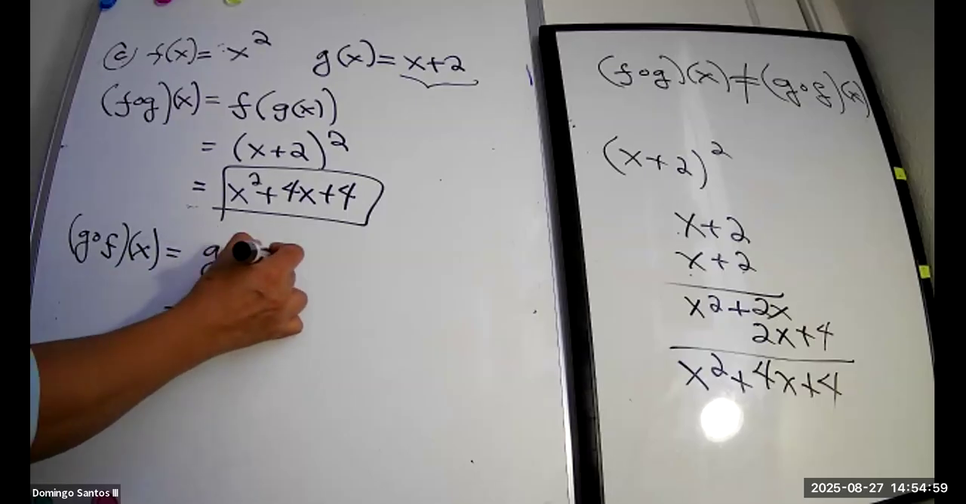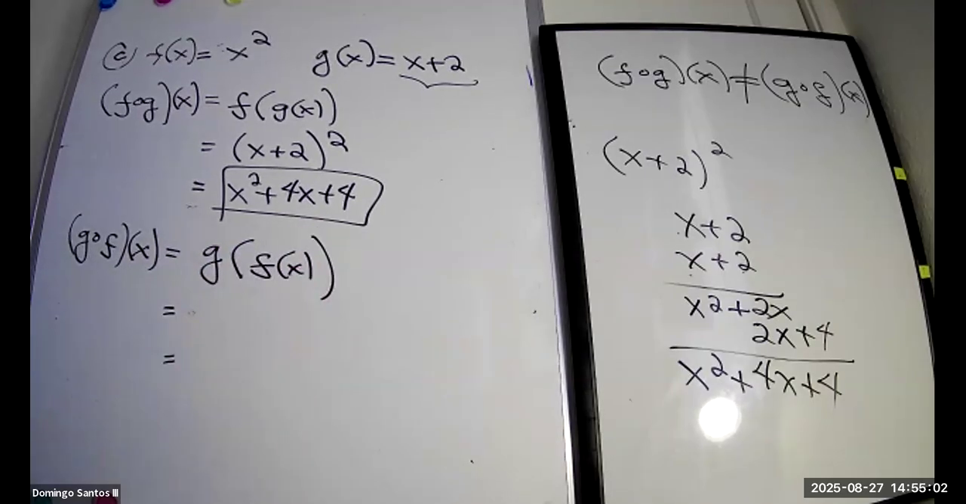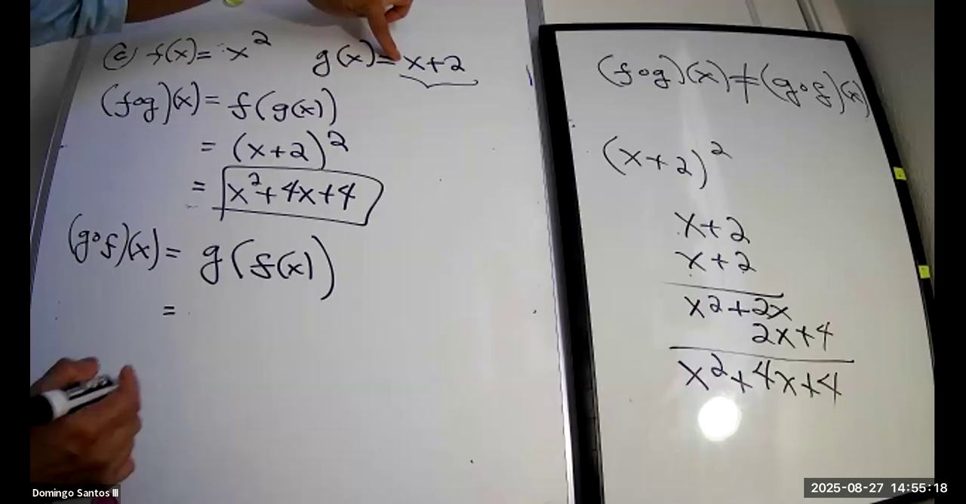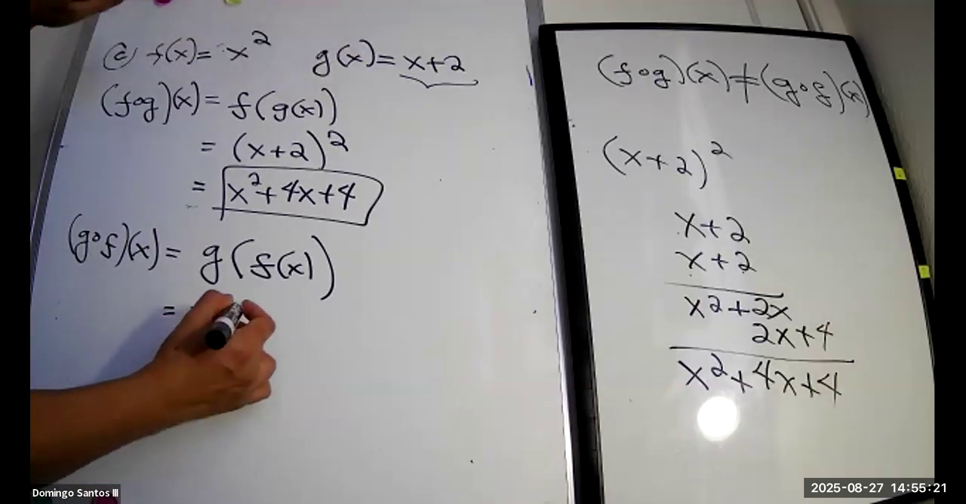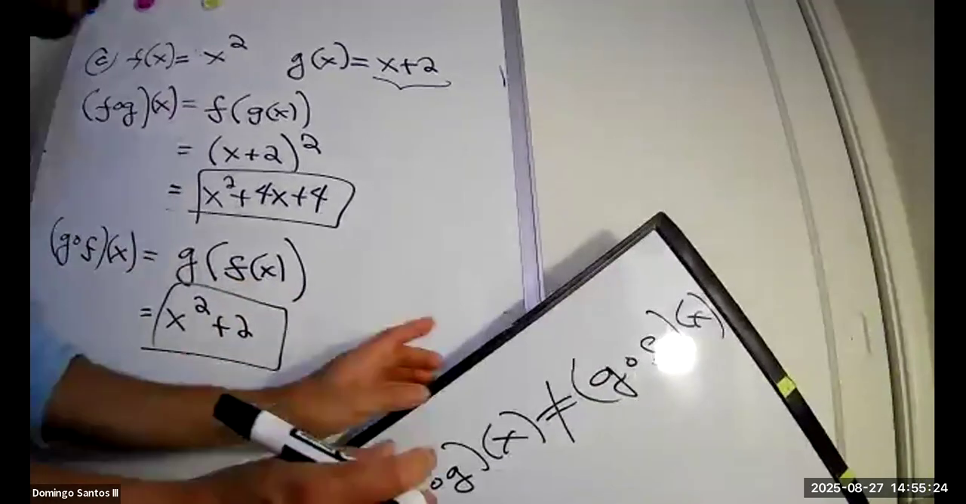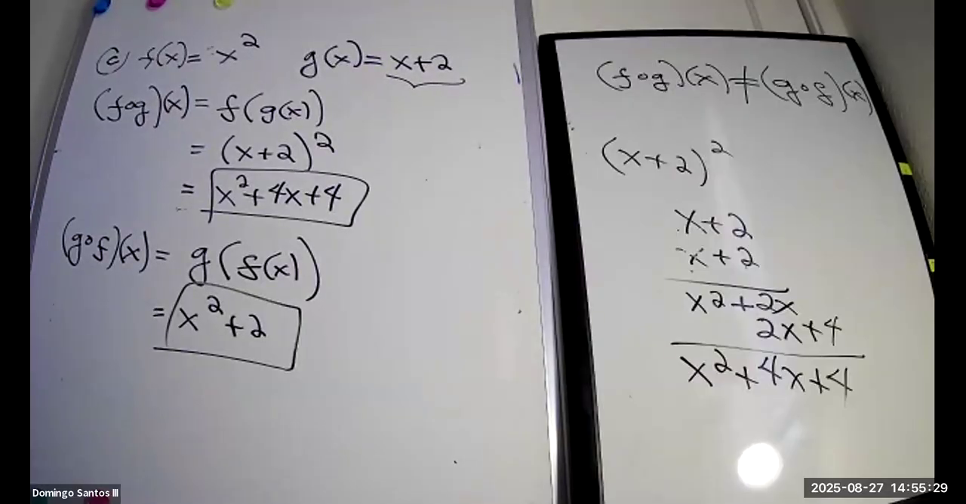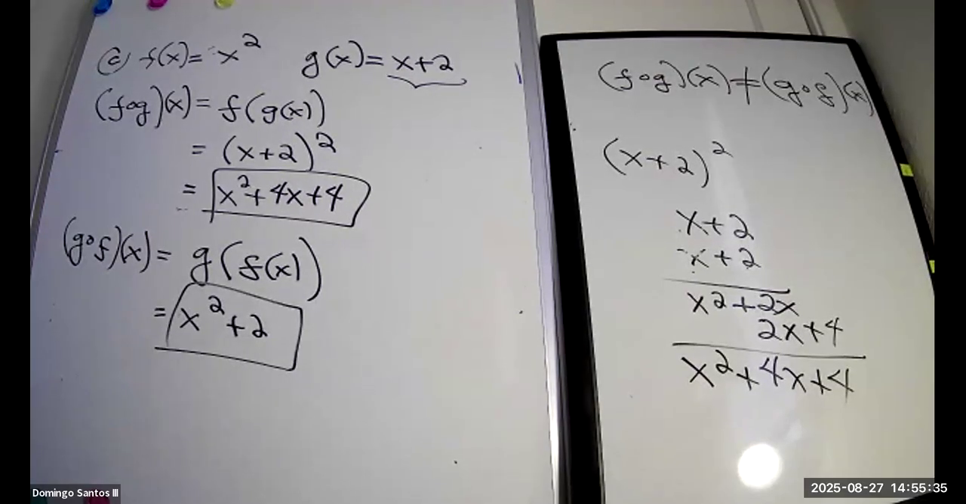Now, what is g circle f of x? By definition, that is g of f of x. So what do you have here, Leonardo? I got x squared plus 2. Very good. Because all the x's here in g will be replaced by this whole thing, x squared, which gives x squared plus 2. Good job, Leonardo. Any questions, class, on letter C? That's all you do. Do not overthink on this one.